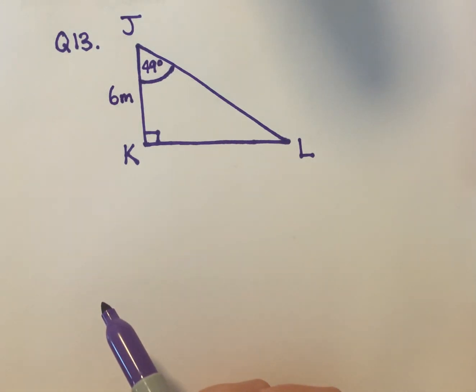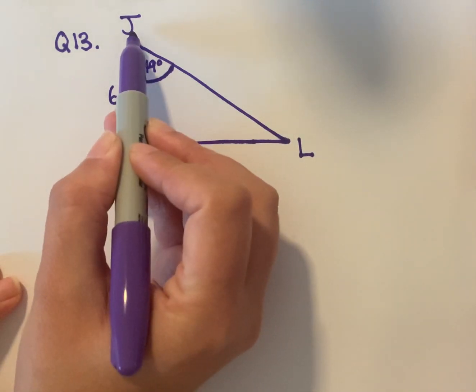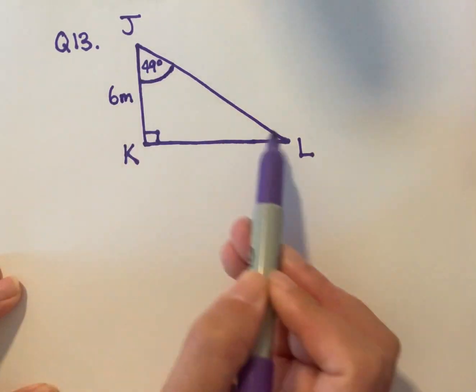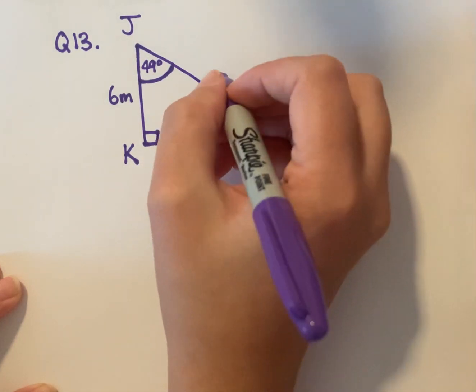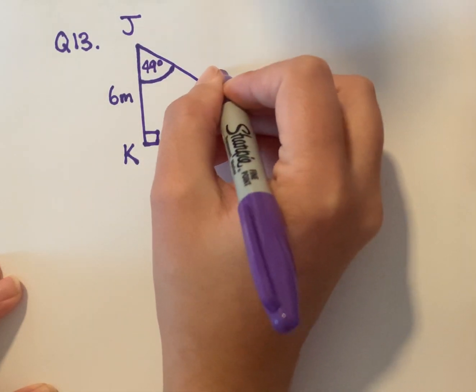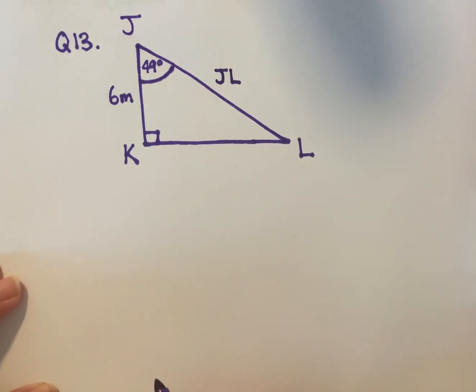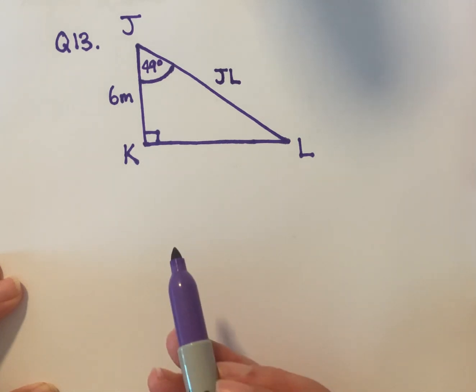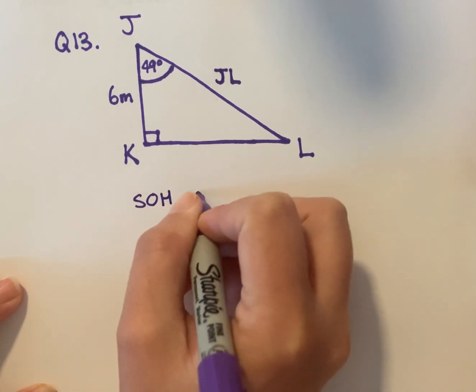Let's see what the question's asking us. It says sketch this triangle. We've done that. And then find the length of side JL. So it wants to know the length of this side here from J to L. We can call this side JL, or we could call it X, it's up to you. I'm just going to call it JL because that's what it's called in the question. And it wants the length of that side correct to 2 decimal places. So which sides are we working with? Are we going to use SOH, CAH or TOA here?